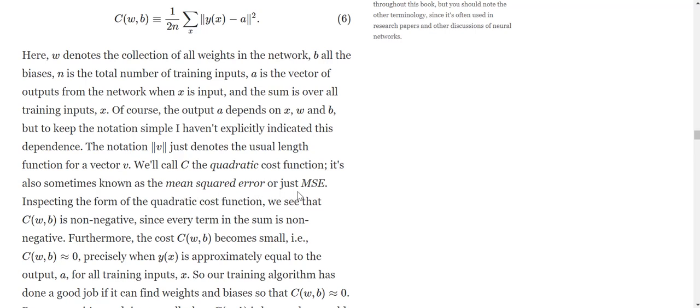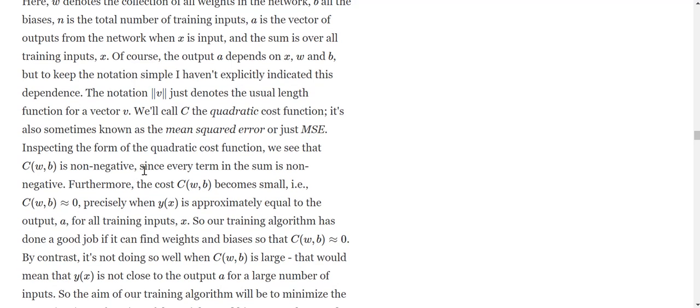Inspecting the form of the quadratic cost function, we see that C of w, b is non-negative. So how do we conclude this? Before reading, you can also get the intuition from here. You are getting a sum of squared entries, right? So at min, all of these can be zero. They cannot be negative. Not even a single one of them can be negative. So a sum of non-negative quantities is always non-negative. So the minimum value of this function would be zero. It can never be negative.